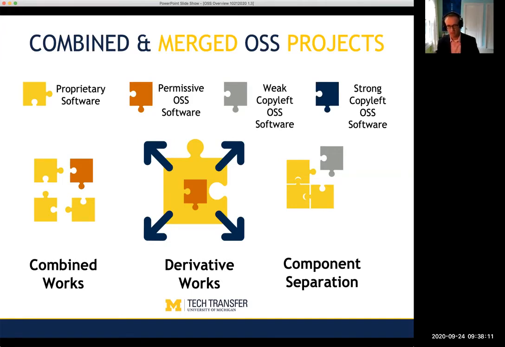Combined works, you bring together a bunch of different components and you distribute. Derivative works, so you bring in another component, you modify it, and then now you redistribute it within a new work. And then the last one is really trying to create separation of components as a potential way to work within these contexts.